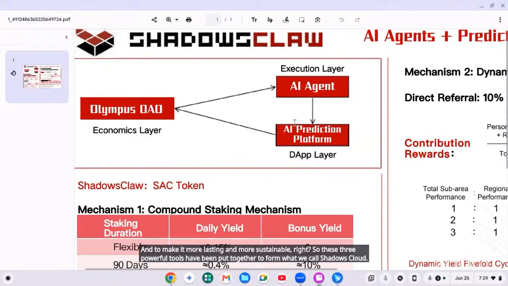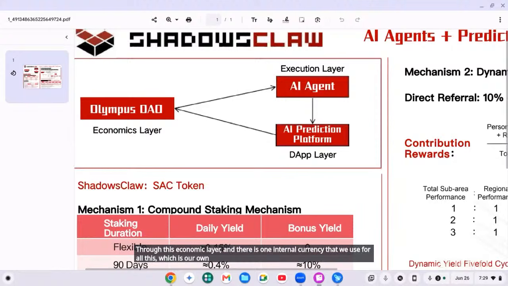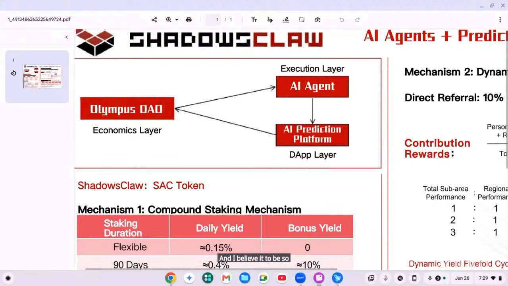Now, at the end of the day, what is the medium through which all this revenue or wealth is generated and shared to us? It is through this economic layer, and there is one internal currency that we use for all this, which is our own internal currency called SAC. SAC is currently trading around $27.7. It's been like that since a month now, and I believe it will be so for so many other months to come. And this is what we use to capture value and all.